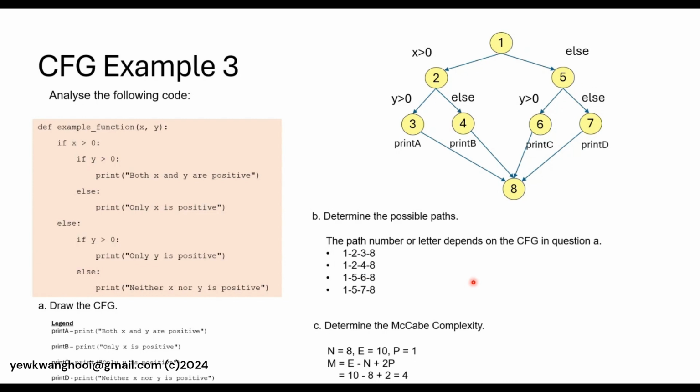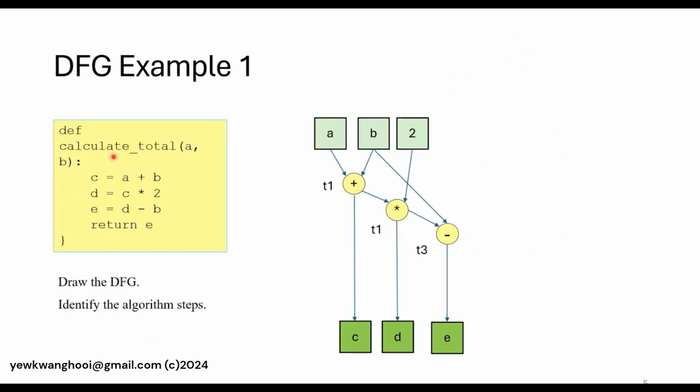So these are the 3 additional examples of control flow graph. We now move on to data flow graph. Data flow graph is not looking at if else. Data flow graph is looking at the variables, the parameters. That's how data flow graph is different. So let me show you.